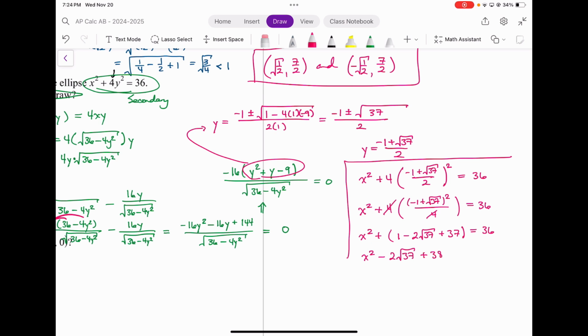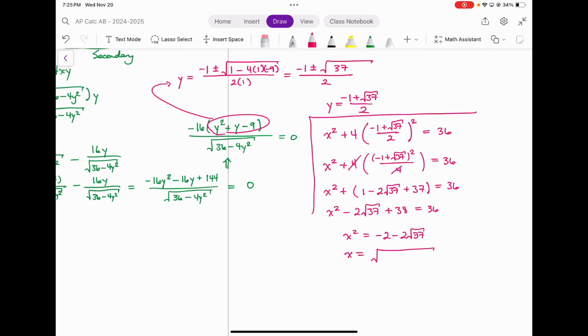plus 38 equals 36. So x squared equals, let's get all that junk over. So it looks like we're going to get negative 2 minus 2 root 37. Oh, this should be a plus. Plus, yes. So negative 2 plus 2 root 37. Cool. So I got my y value, my x value.